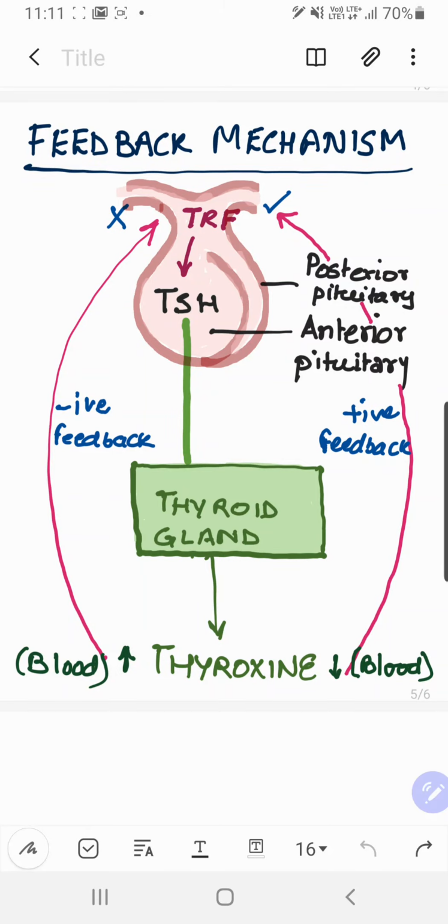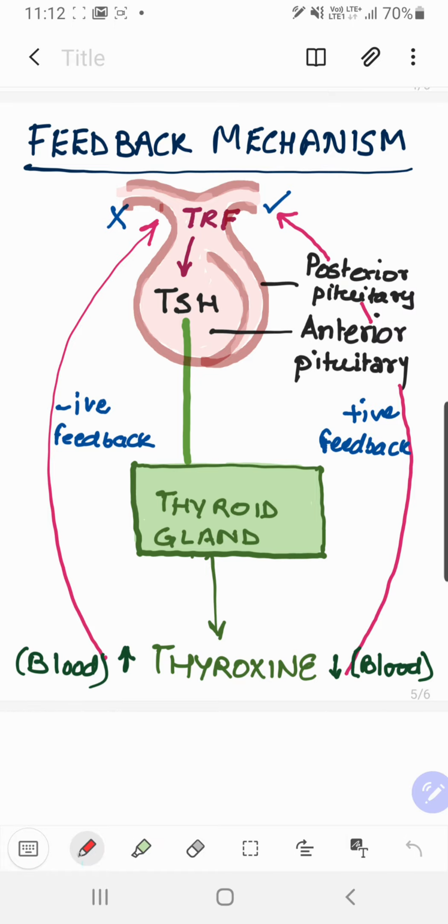So this is the last video, feedback mechanism. I have given you one example of thyroid gland and pituitary, the connection between pituitary gland and thyroid gland, how anterior pituitary controls the activity of thyroid and what is the functioning.